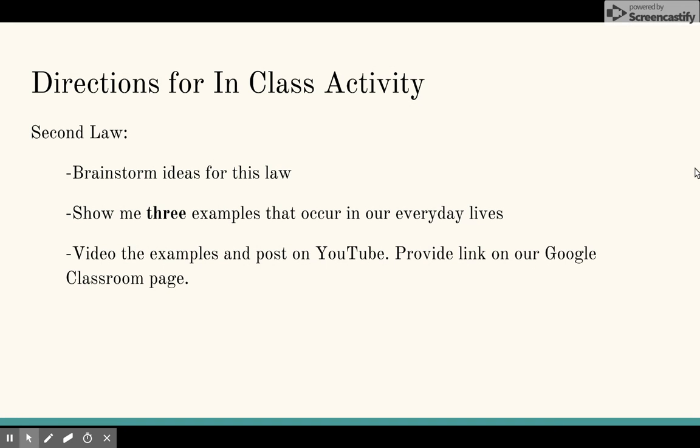The same goes for the second and third law. Come up with 3 examples of the second law. Come up with 3 examples of the third law. Post all your examples on YouTube, and you must provide an accessible link to our Google Classroom page. In total, there will be 9 examples, all posted to YouTube, so 3 different videos with 3 different accessible links on our Google Classroom page.